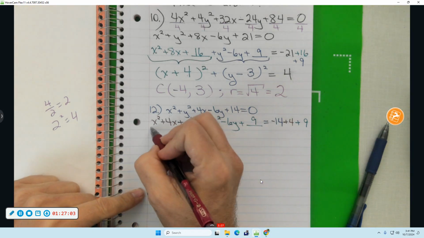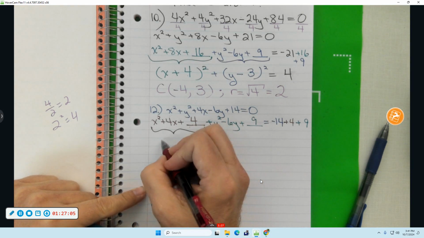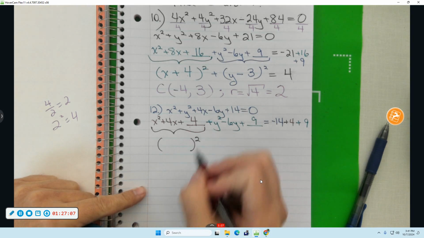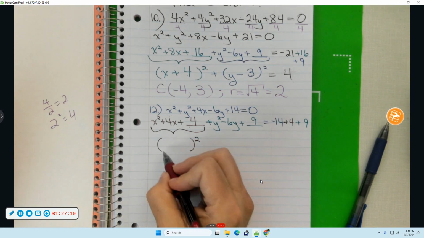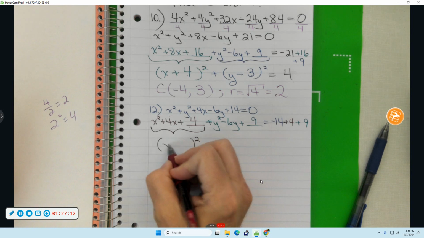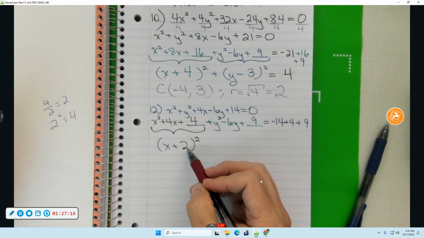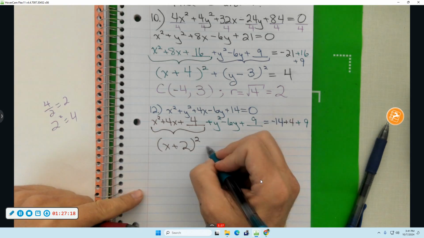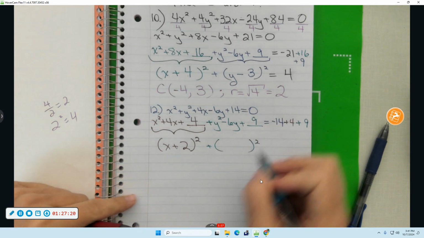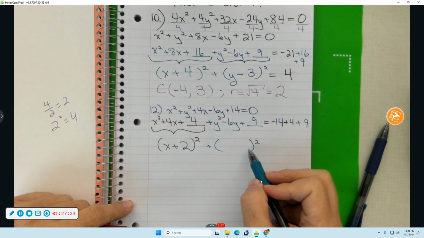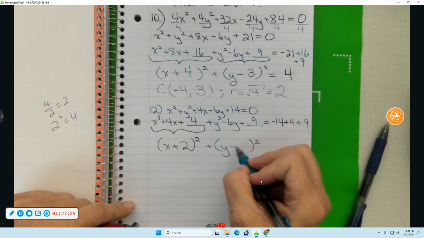Let's factor our x terms. I'll get us started. There's my parentheses and the square. What do I have inside it? X plus 2. I agree. Variable, sign, half of that number. Plus, here, I agree with that. Y minus 3.